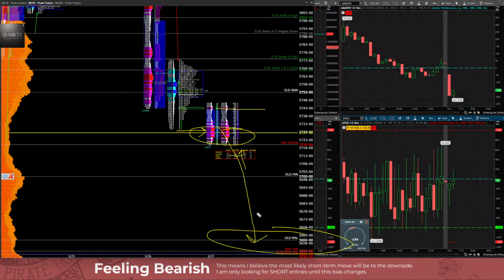Might be a little choppy here, might grind around for a few minutes. No worries. As long as we're below that opening, I assume we're getting continuation to the downside as a look above and fail of a previous balance area high.